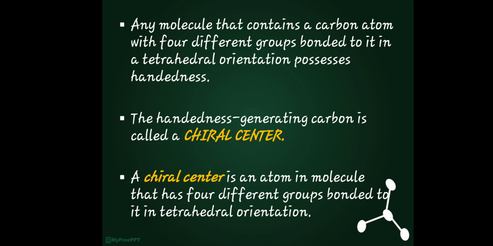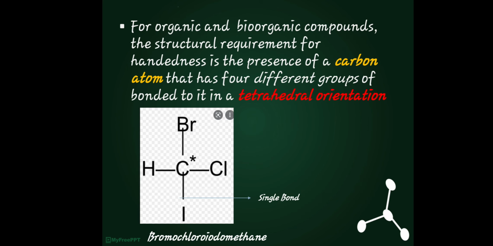As I've said, handedness or the chiral center can be found in the center of the tetrahedral orientation, or in the center of the 4 elements in the tetrahedral orientation. So always remember, this illustration below is the best example for handedness, or for the chiral center.